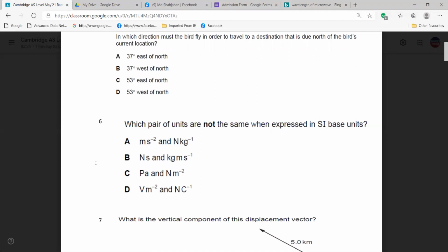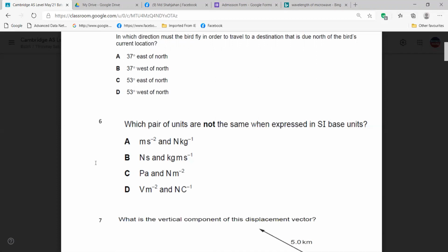Which pair of units are not the same when expressed in SI base units? A is meter per second square and Newton per kg. B is Newton second and kg meter per second square. C is Pascal and Newton per meter square. D is volt per meter and Newton per coulomb.